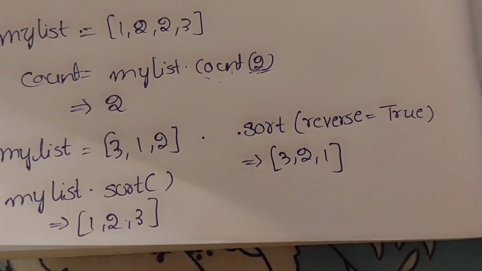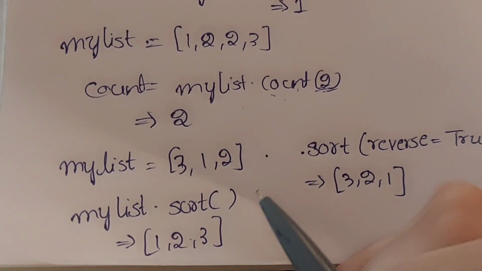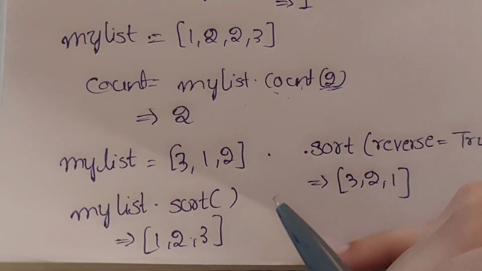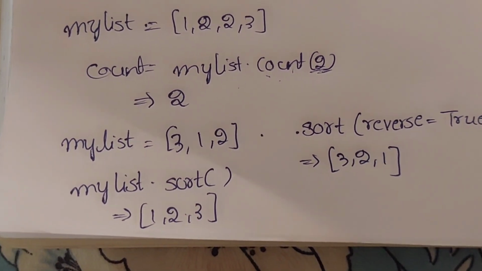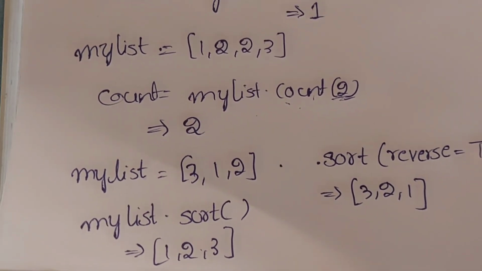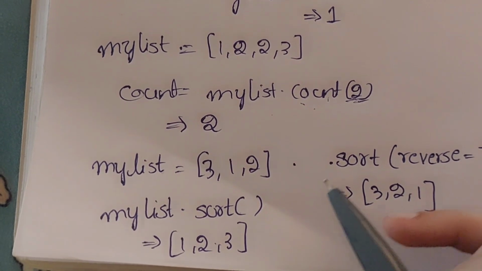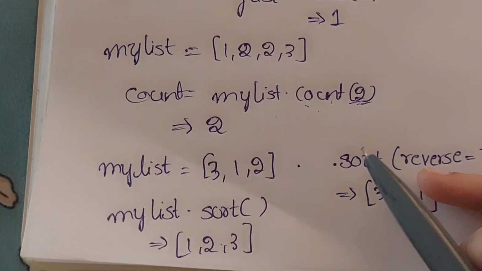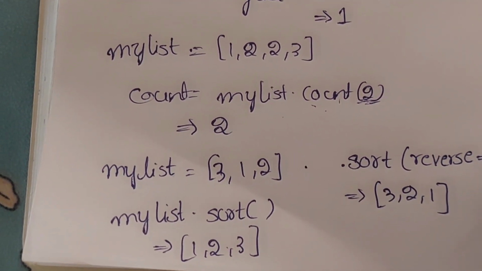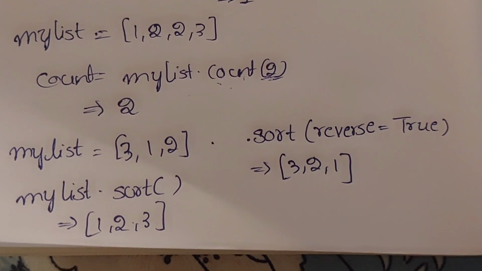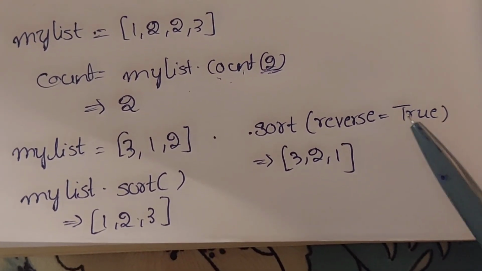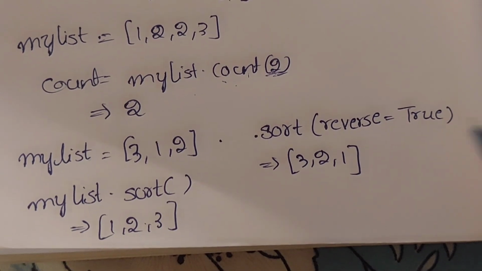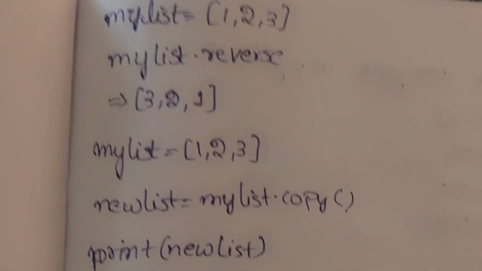Now we are going to learn about the method sort. So this sort method is helpful for us to sort the list elements in ascending order as well as the descending order. By default, the sort method will help us to sort the elements in ascending order. And in order to sort the elements in descending order, we have to mention a parameter called reverse equal to true.